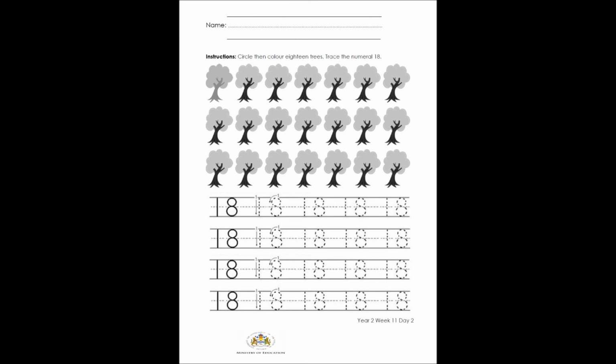Let's read the instruction. The instruction says, circle, then color 18 trees. Trace the numeral 18. So after you finish writing your name, you circle 18 trees. That is the first thing you do. And then you color the 18 trees that you would have circled. When you're finished, you are going to trace numeral 18 there at the bottom. Okay, boys and girls? Yes, you follow the arrow and the dotted lines there and you trace numeral 18.